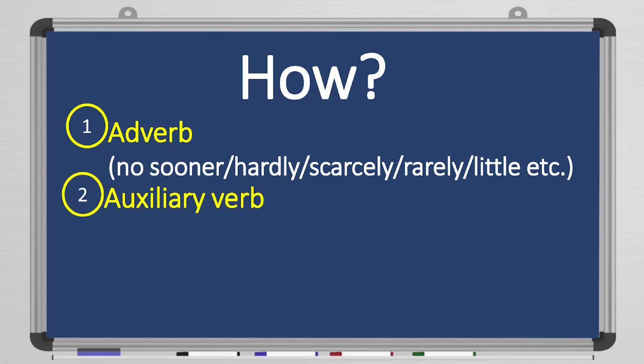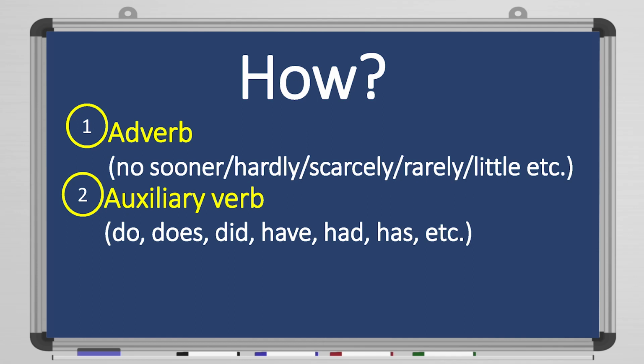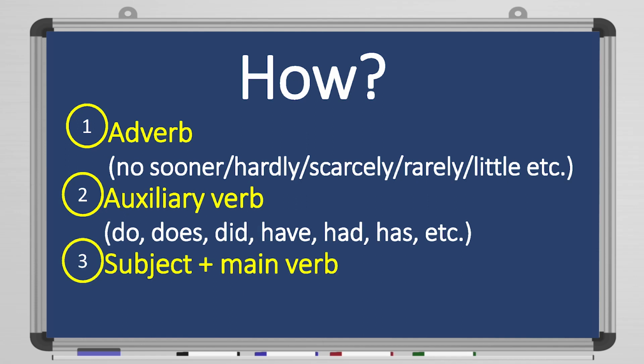We then add the auxiliary verb, like do, did, does, or had, has, have. Then we add our what? What do you think? What do we add? We add our subject and the main verb. These are the three steps, or the order of the words in an inverted sentence.